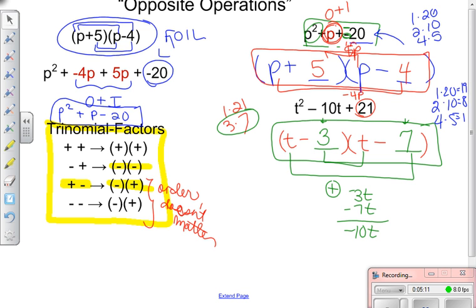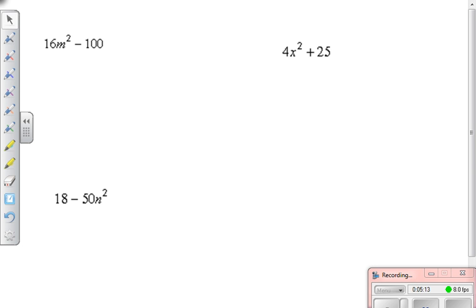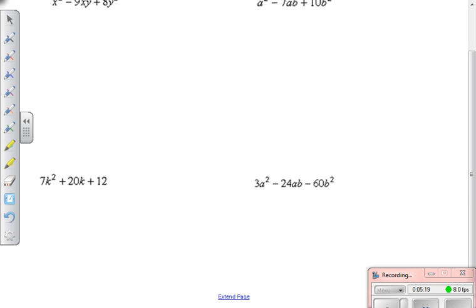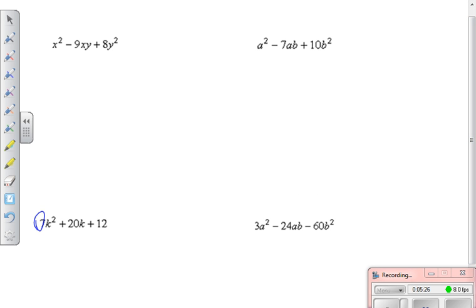Now those are pretty easy examples. What happens if I have a leading coefficient that's not 1? That's when things get slightly more complicated. But let's look at these first two examples, one of these first. What happens if I have a variable in the back also?